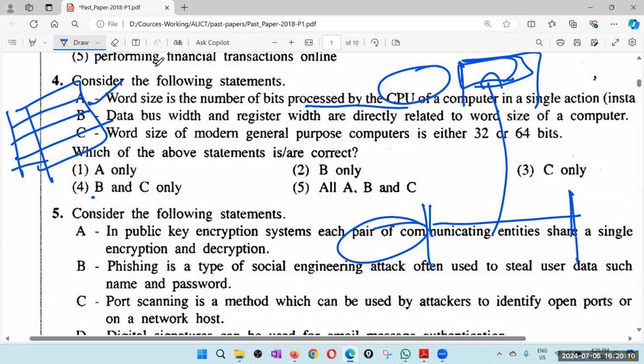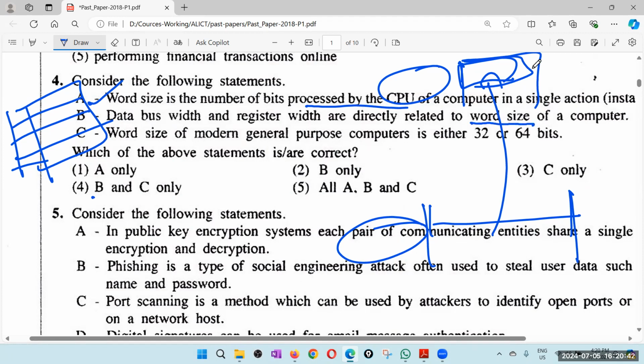So basically, you know that there are 32-bit operating systems and 64-bit operating systems. Old operating systems are mostly 32-bit, but modern operating systems are mostly 64-bit. So that is also sort of the word size. So your operating system can process 64-bit data or instruction in a single pass. Okay. Right. So the B, data bus width and register width are directly related to word size.